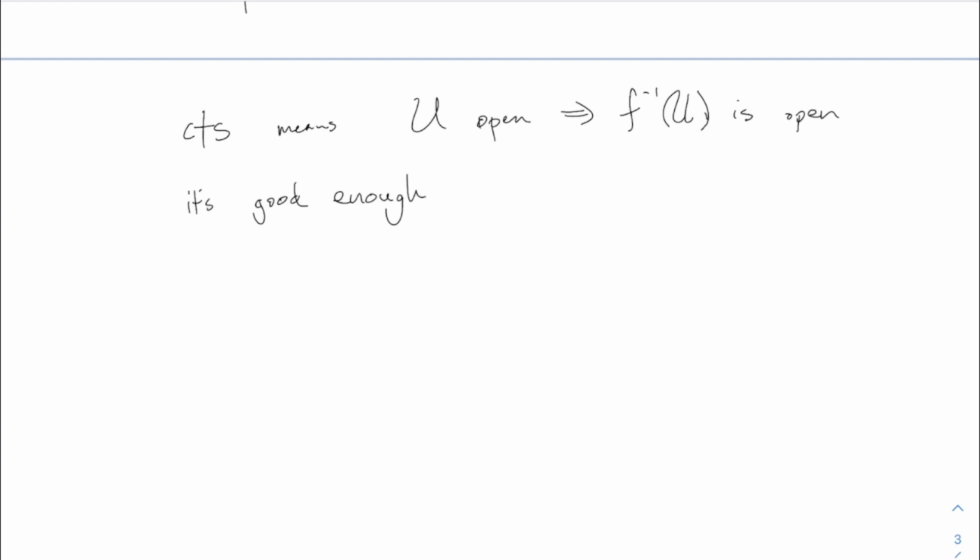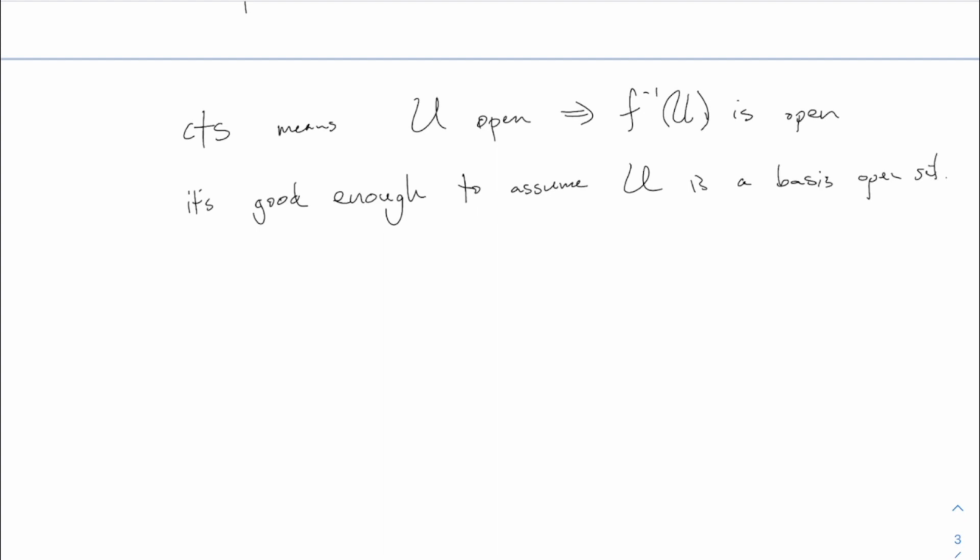So remember, continuous, I will often just write CTS instead of writing out the whole word, means U is open implies f inverse U is open. If I write this down enough times, you will memorize it naturally. I would like to point out, when it comes to actually proving that a function is continuous, it's good enough, and this is a useful fact very often, to assume that U is a basis open set.